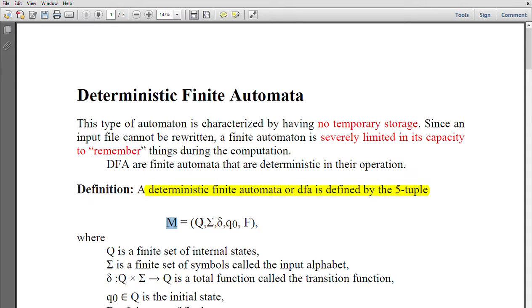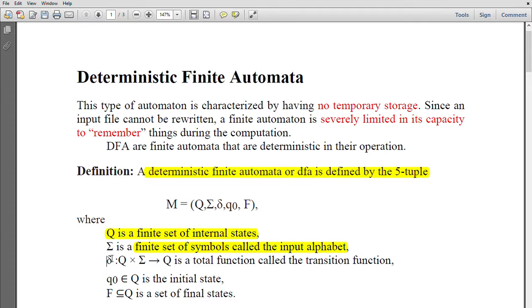Five tuples which are necessary to define DFA are capital Q. Capital Q is the finite set of internal states. Okay, so the machine will have some internal state that will be finite and that is represented by capital Q. Then we have second tuple, that is sigma. Sigma is a finite set of symbols called the input alphabet. The machine will read certain input some symbols and they are represented by sigma.